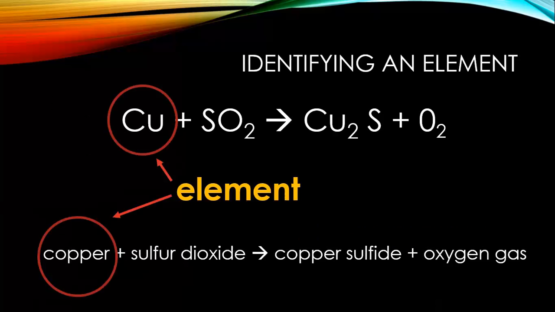Let's have a go at identifying the element here. I've circled it in red in the chemical formula at the top, and then the word formula down the bottom. So Cu for copper. We can tell that that's an element because there is only one atom of it present. I know that because there's no number after it or before it. I can see that in the word formula too: copper is also the element by itself right at the start.